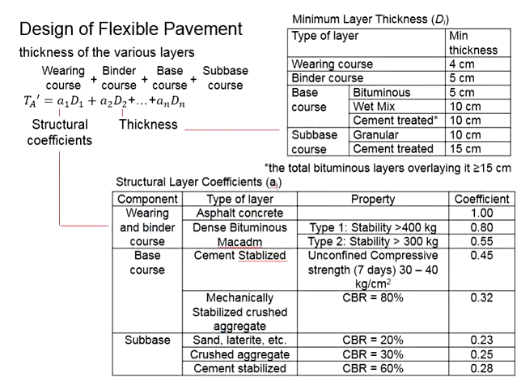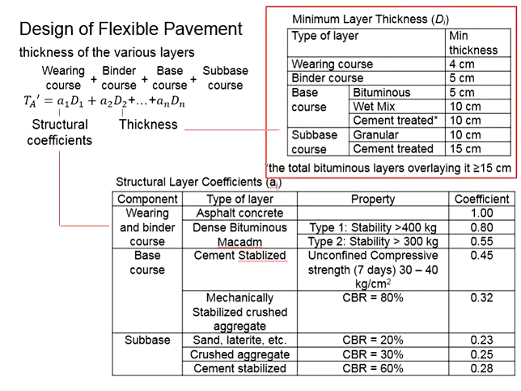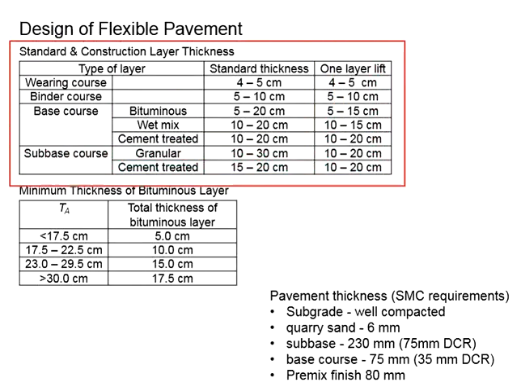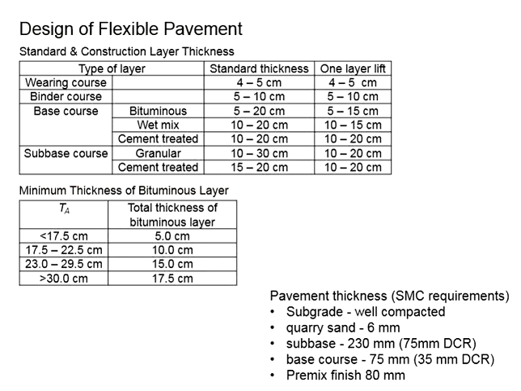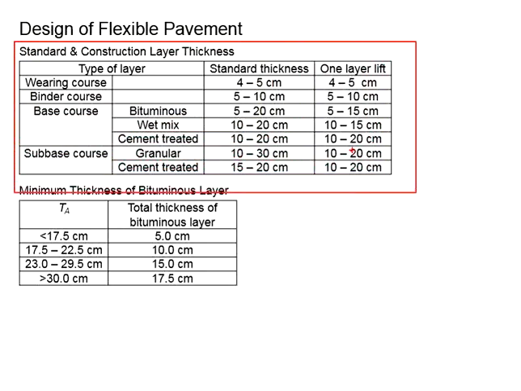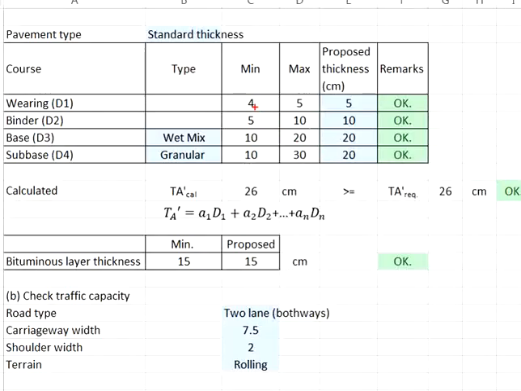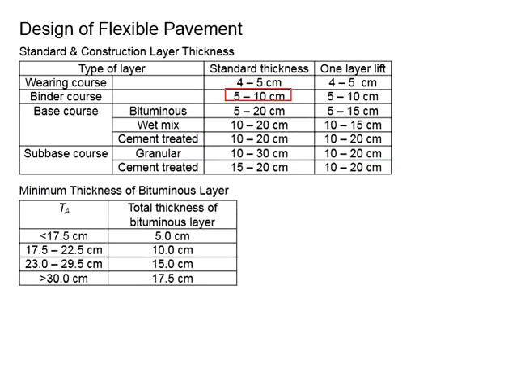Next, you will need to propose the thickness of each road layer. You may refer to the minimum layer thickness as a guide, as well as the standard construction layer thickness. According to this table, let's say we are referring to the standard thickness. The wearing course should range between 4 to 5 cm. That sets the minimum and the maximum thickness of the wearing course. The binder course between 5 to 10 cm.